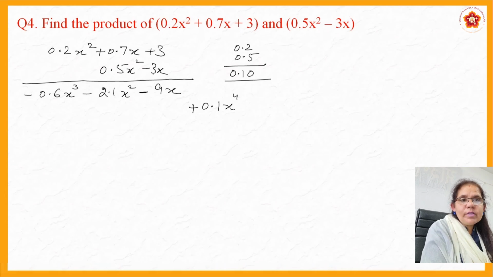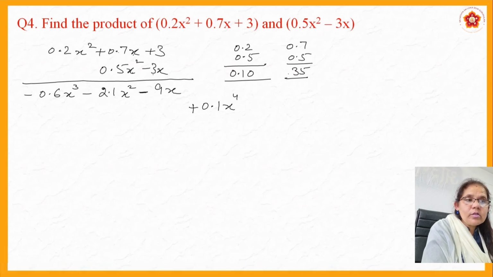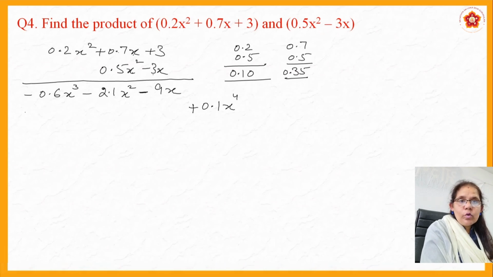Then 0.5 is multiplied with 0.7x and x square by x. So x cube term will come. You can do it in the rough also to see where will the decimal come. 7 fives are 35. Now 2 decimal places, 2 decimals will come here. So 0.35x cube. So I have written it below x cube and plus sign is there.